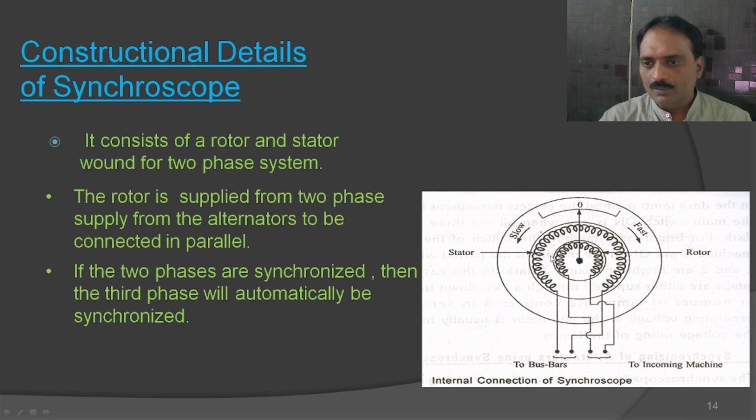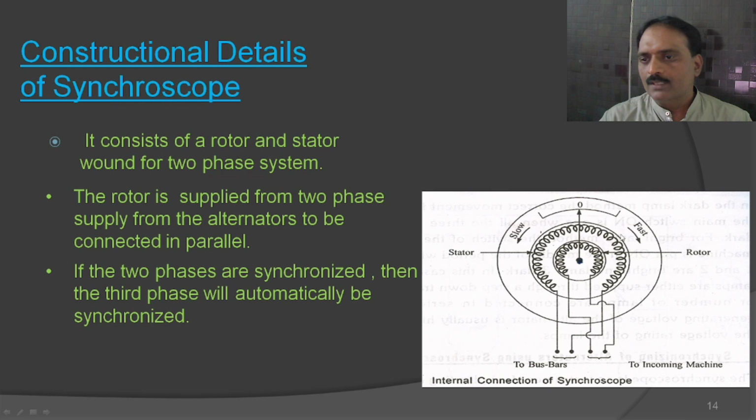Here you can see the middle winding which is at the center part. This is known as the rotor part, and above this rotor we have one more winding which is wound for two phase, which is known as the stator. Here it is clearly indicated that the stator is going to be connected to the bus bars, and the rotor terminals are going to be connected to the incoming machine, which is to be connected in parallel. And to this rotor we have a pointer which is represented on a dial.